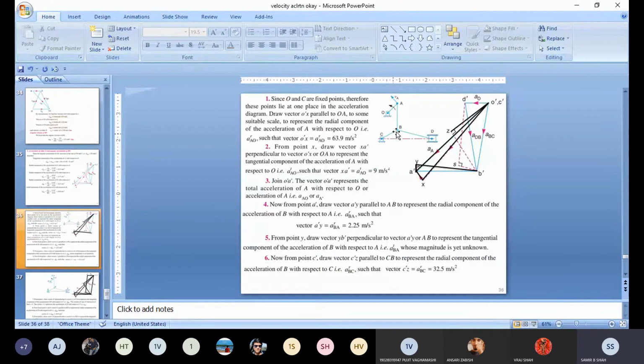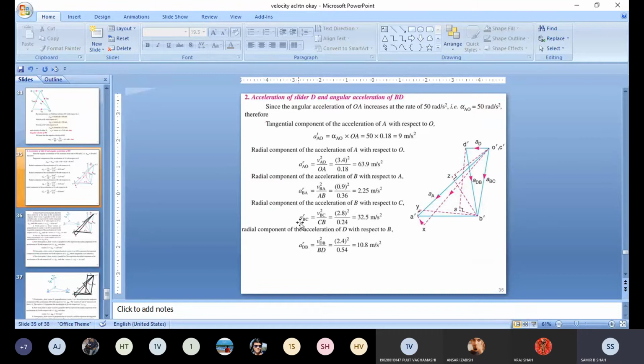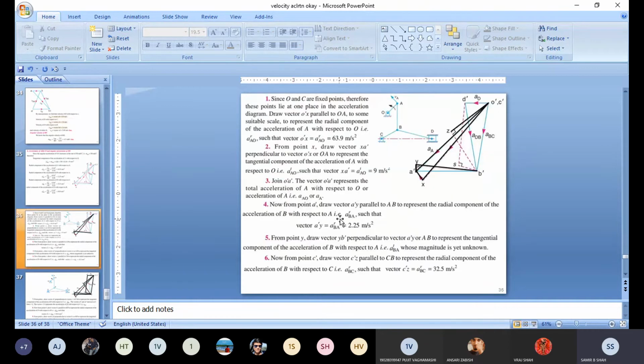As we know, if I am talking about the BC length, then we have to talk about the radial part of BC. The radial part of BC is 32.5 meter per second square. If your answer for the velocity of BC is different, then we get a different answer for the acceleration also. Based on that, we find the radial part of BC, and as we take the scale of 10 meter per second square equal to 1 centimeter, the radial part of BC is considered as 3 centimeter.